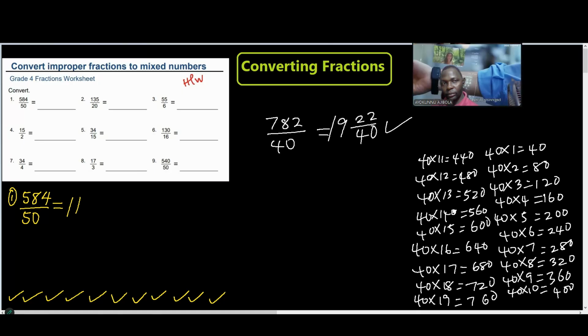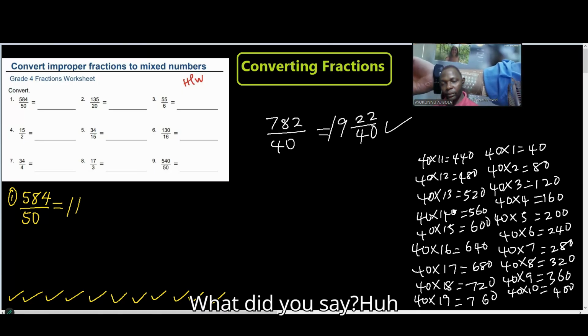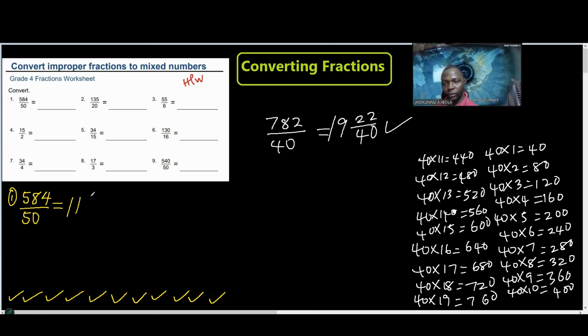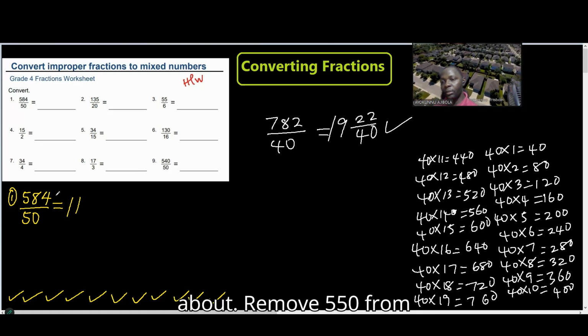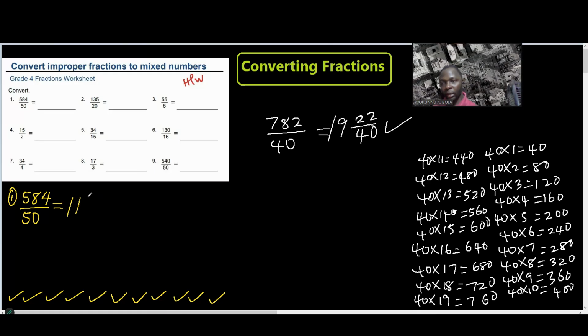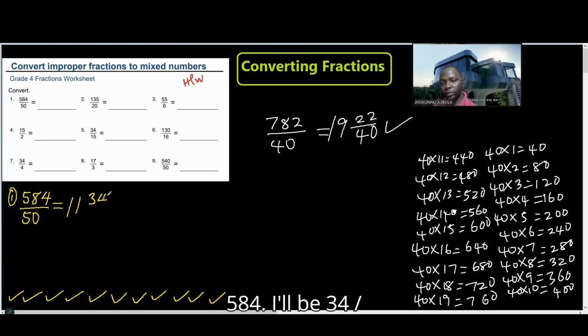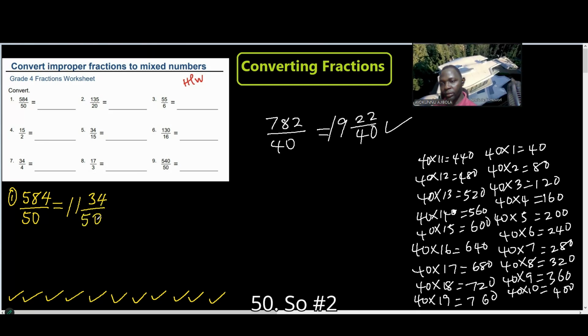30, what did you say? 30. Remove 550 from 584. That'll be 34 over 50.